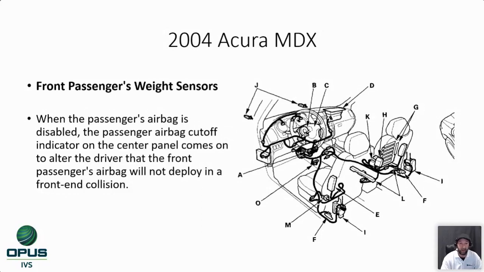So when the passenger's airbag is disabled, the passenger airbag cutoff indicator is always going to come up on the center panel just to alert the driver. It says alter, but it should say alert the driver that the front passenger's airbag will not deploy in a collision. Just to let you know, that's verbatim from the factory service info. Spelling error is not me.